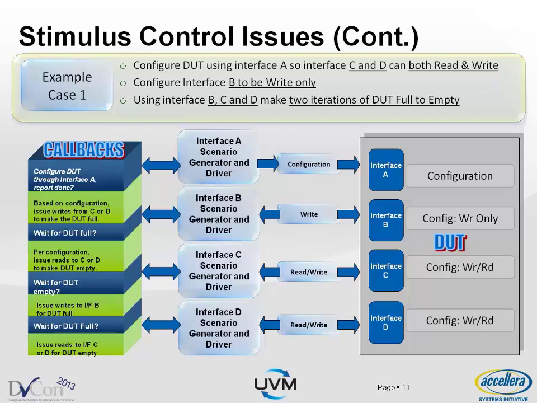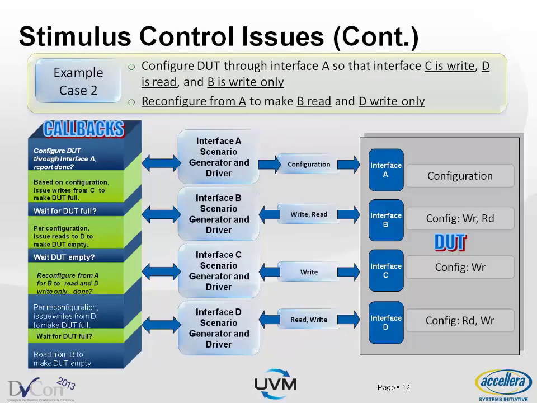So I've taken 2 examples just to give a little bit of insight in here. First example is where we configured the interface C and D to be both read and write, and interface B was configured to be write. So you go and configure the interfaces, you fill up your DUT, from either C or D, and then you do reads from the same interface to make it empty, and then you can use your interface B to write again and C and D to empty. So the idea is to do a full and empty in 2 iterations.